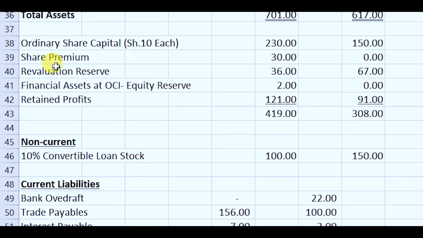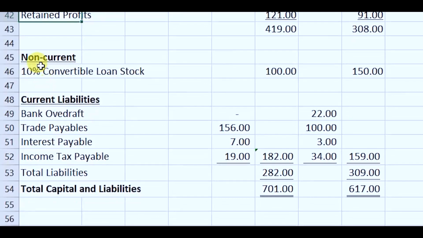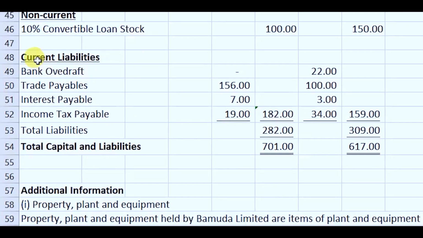You're given now the section that relates to equity and liabilities: ordinary share capital, 10 each, share premium, revaluation reserve, financial asset at OCI, that is the equity reserve, the retained earnings, the retained profit. You're given the non-current liabilities, 10% convertible loan stock. The current liabilities are given: bank overdraft, the trade payables, the interest payable, income tax expense, total liabilities, and you're given the total capital and liabilities, or total equity and liabilities.